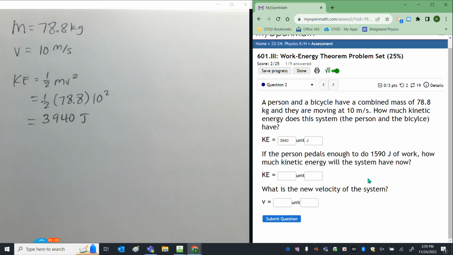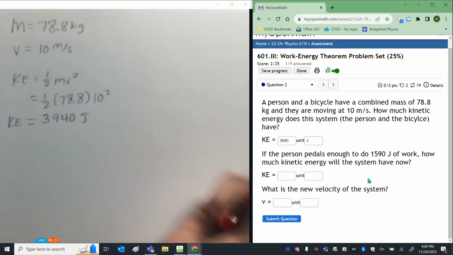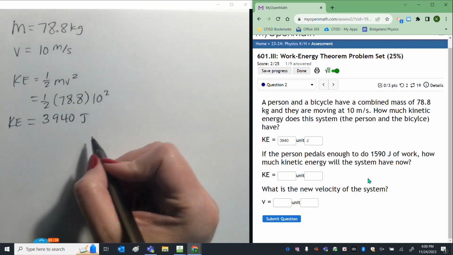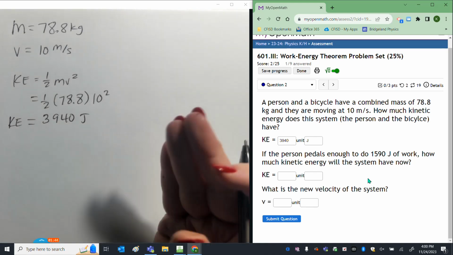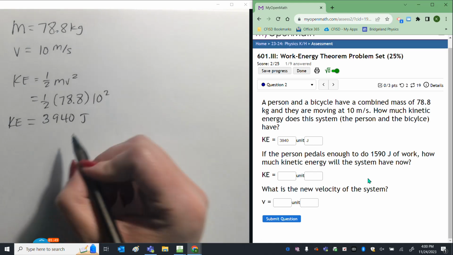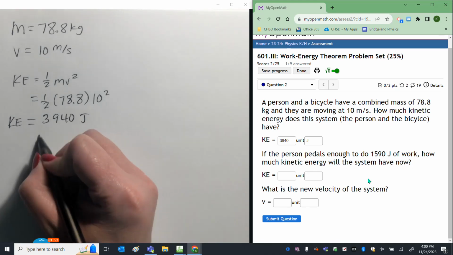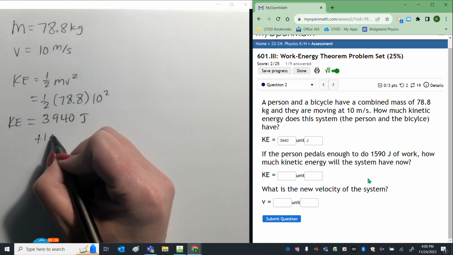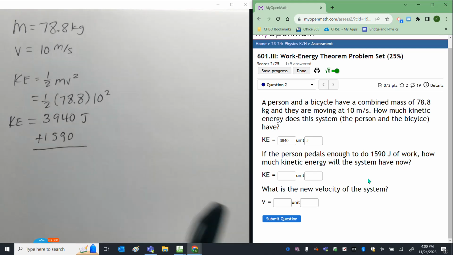If the person pedals enough to do 1,590 joules of work, how much kinetic energy will the system have now? So this is the amount of kinetic energy that the system has initially. It's talking about a situation where we do work and we're adding more energy to that system. So that total energy afterwards should be the sum of this initial energy plus the additional energy added by the pedaling, the 1,590. That should give us the total after the work is done.